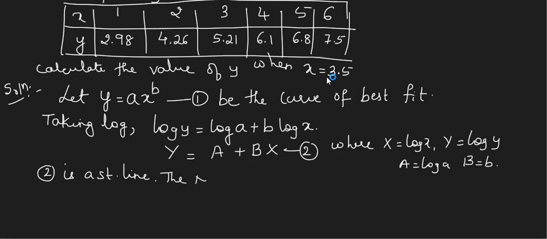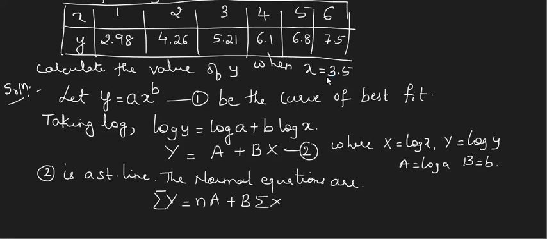The normal equations are, help me in writing normal equations. Put a summation for this, right? Summation y equal to, n into a plus b into summation x, isn't it? What is one more equation? Summation of xy is a summation of x plus b summation of x square. Very good. Take this as set of equation 3 now.